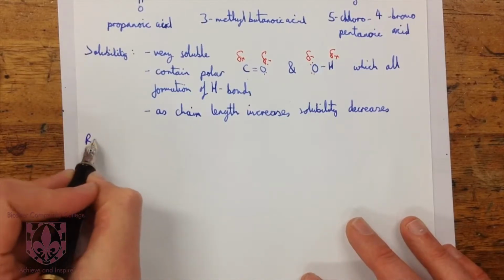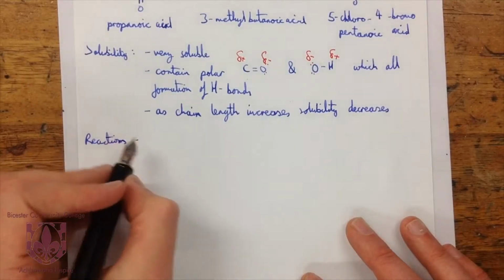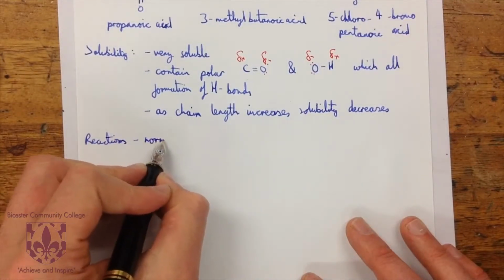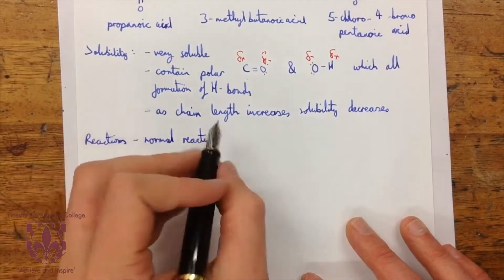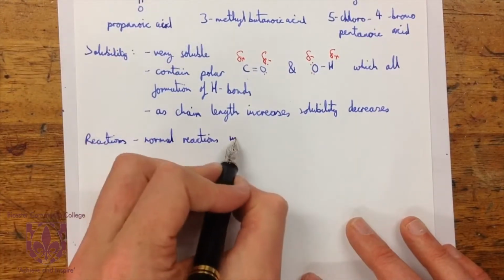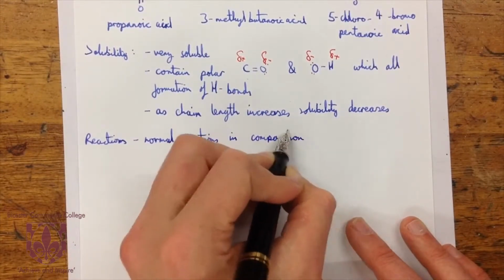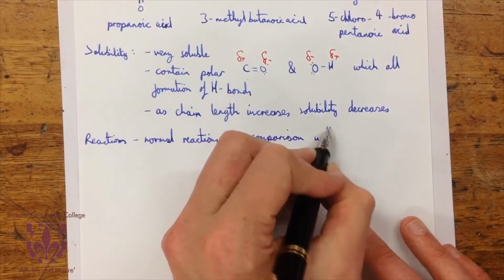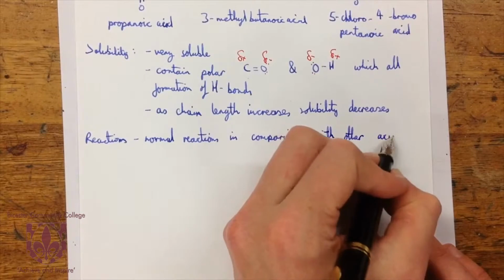Okay, so reactions. Essentially, guys, carboxylic acids have the normal reactions in comparison with other acids. So we'll have a look at a couple, but these should all come as no surprise to you. They're all the standard reactions of acids that we expect at AS.